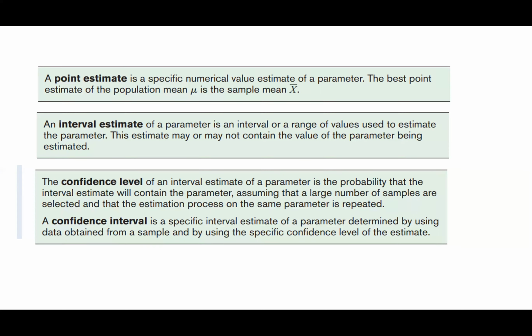The confidence level of an interval estimate of a parameter is the probability that the interval estimate will contain the parameter, assuming that a large number of samples are selected and that the estimation process on the same parameter is repeated. The confidence interval is a specific interval estimate of a parameter determined by using data obtained from a sample and by using the specific confidence level of the estimate.